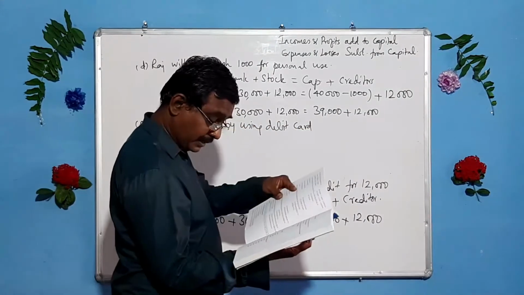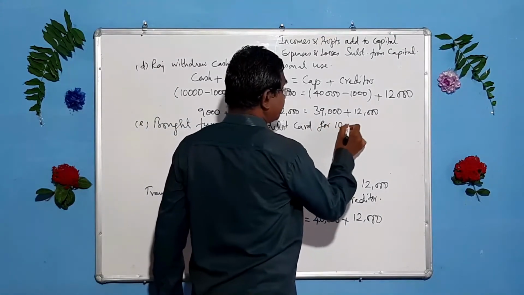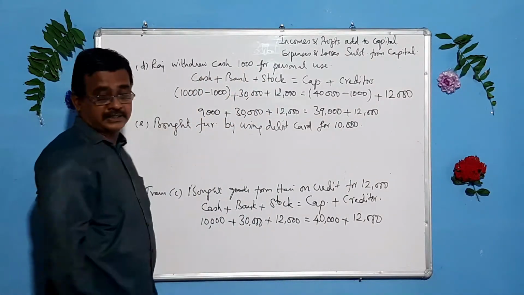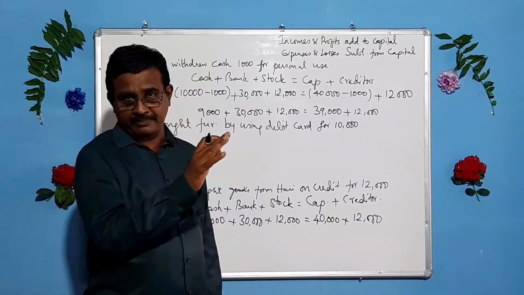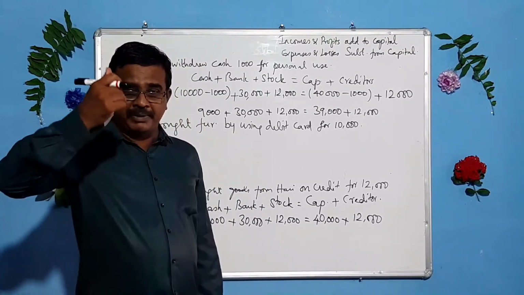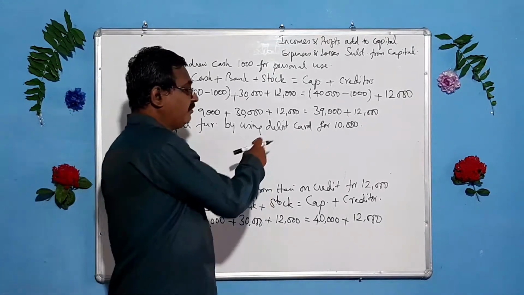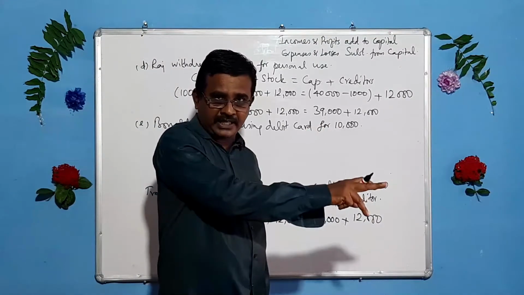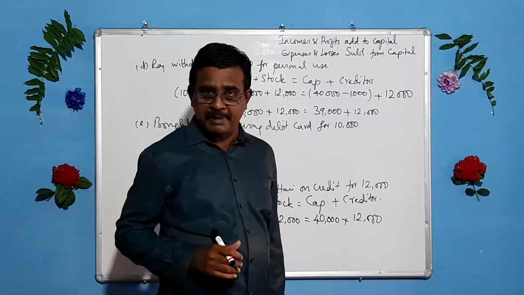Debit card. What is that amount? For 10,000 rupees. See, you must understand the transaction. When we use a debit card, the bank will pay. It means the amount will be deducted from the bank amount. When we use a debit card, we have to give our card, and when they use that card, the amount will be withdrawn from that bank deposit.